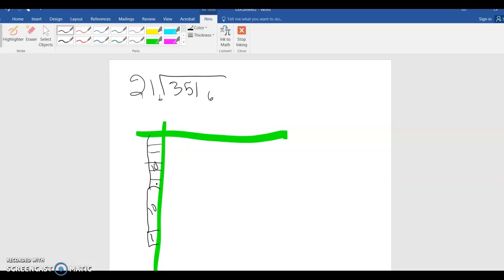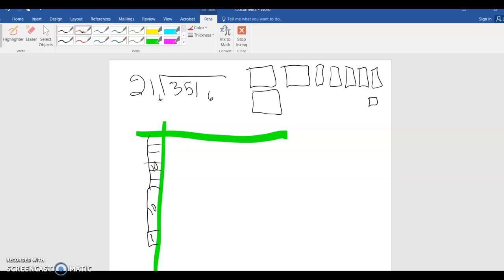351, if I want to represent that, that's going to be 3 flats, and that's going to be 5 rods, and it's going to be 1 unit. The first thing we're going to do is try and use these to fill in inside our frame to create a rectangle.